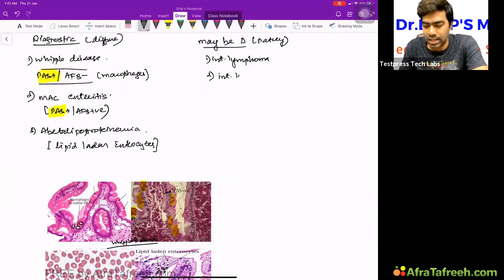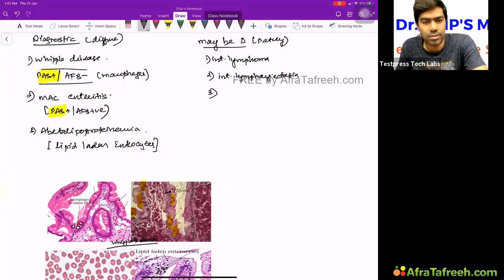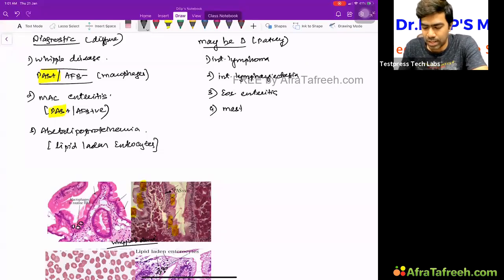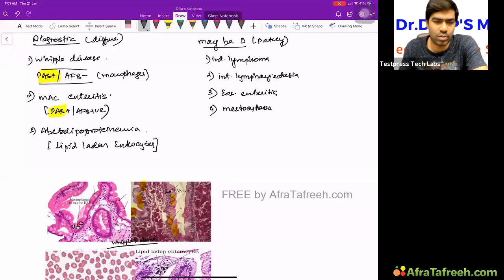Primary and secondary intestinal lymphangiectasia. Unless you look properly, you will miss it easily because this is a very, very patchy lesion. So that's why it is missed. That's another condition which may be diagnostic, but because it's patchy, you might miss it. And eosinophilic enteritis. You might miss it because the lesions are patchy, more towards the distal bowel where endoscopy may not reach. And systemic mastocytosis, again patchy lesions, you might miss. Amyloidosis, once again patchy lesions, you might miss easily.